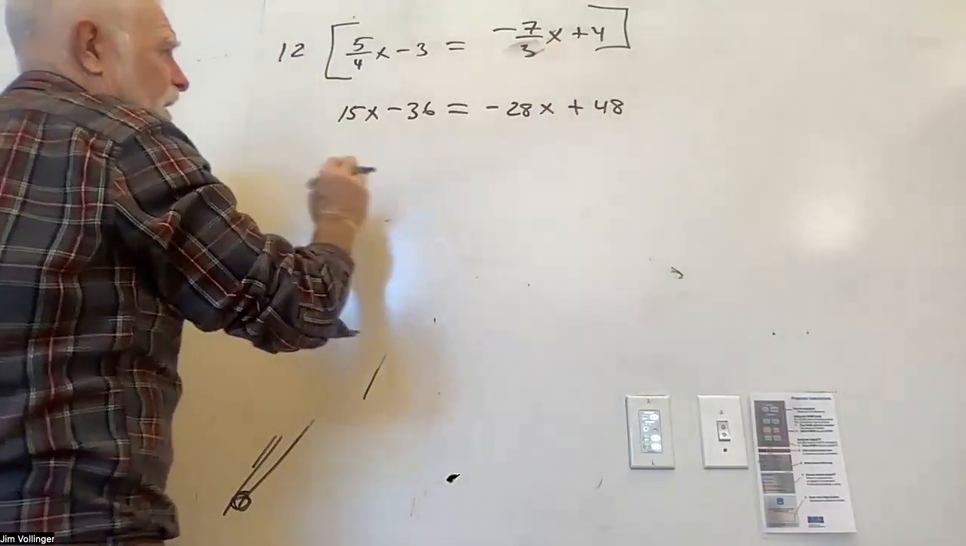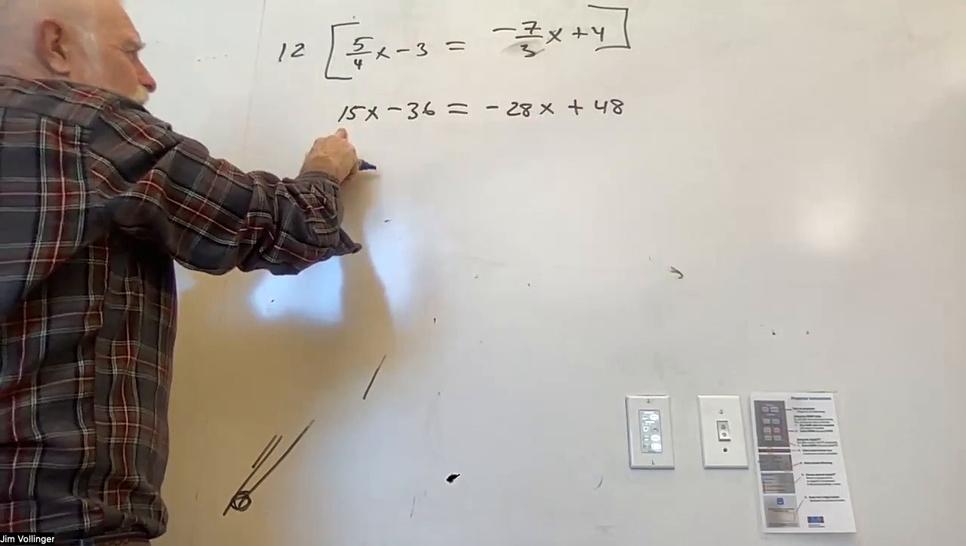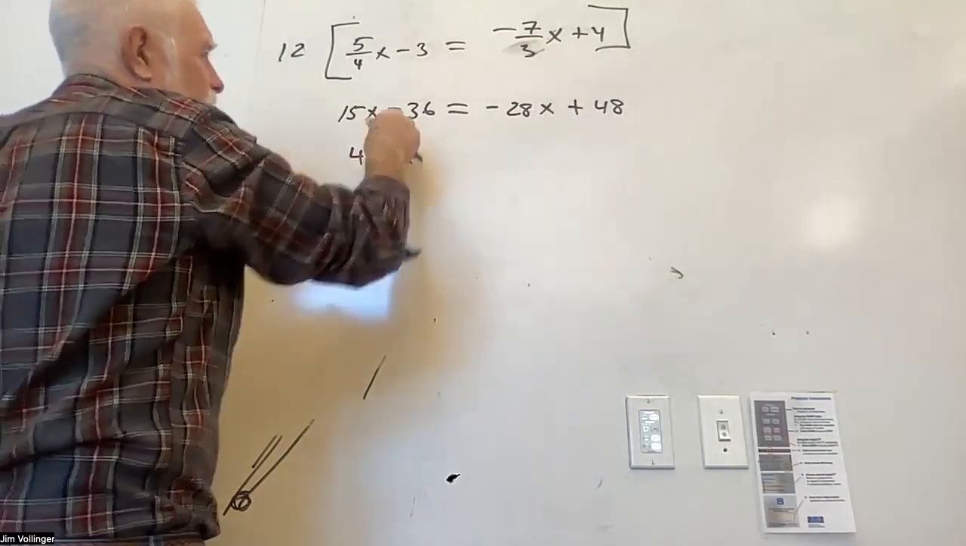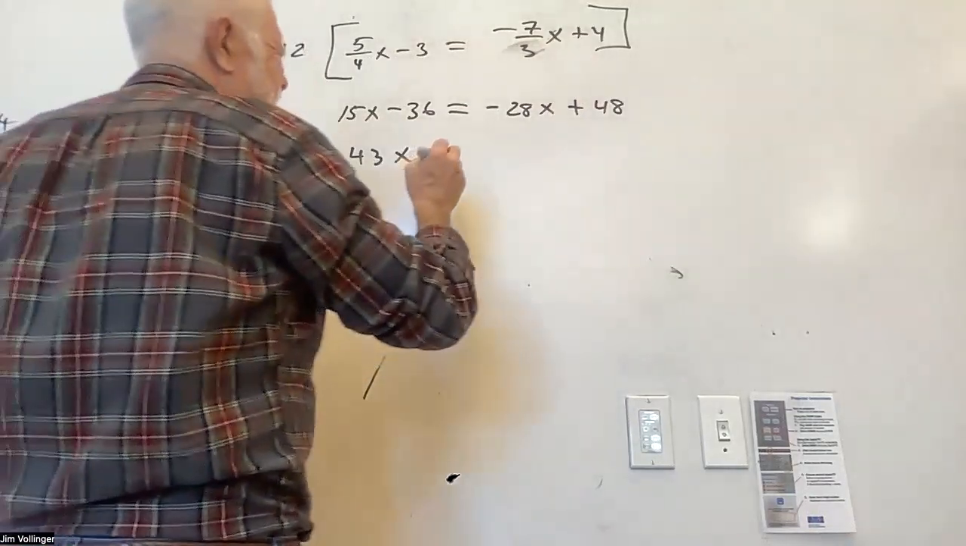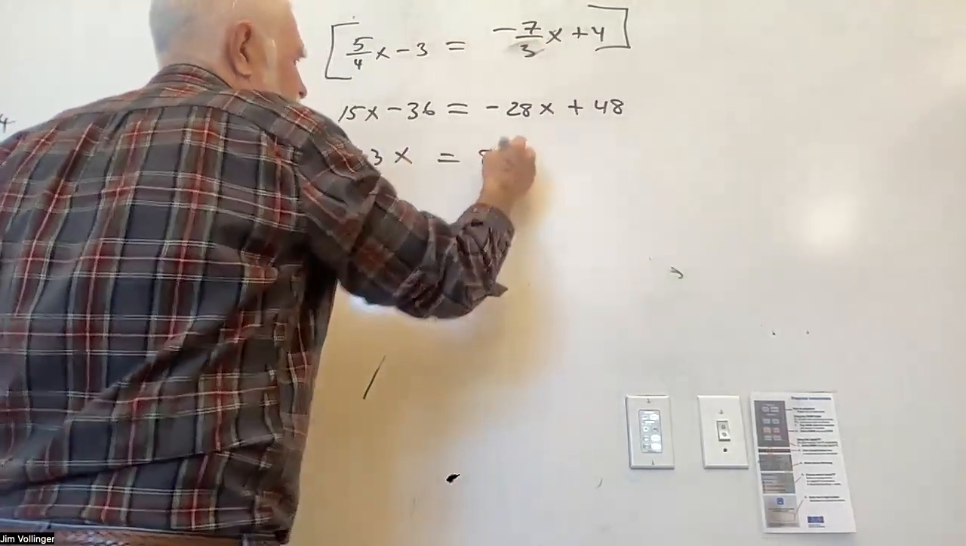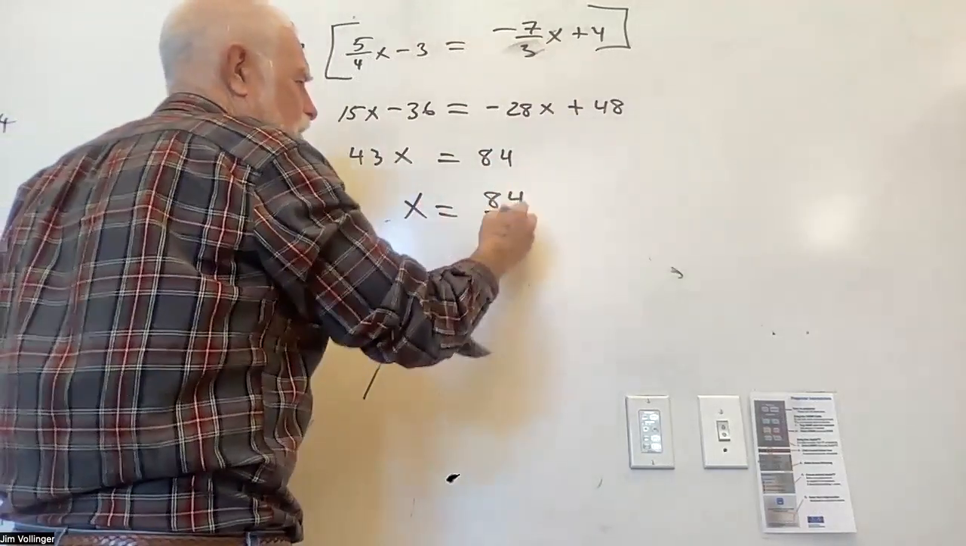I don't like to divide by a negative. 28 and 15, 28 and 15. Oh, my brain isn't working so well. 43x. Adding 36 to 48 is 84. So this is near 2: x equals 84 over 43.